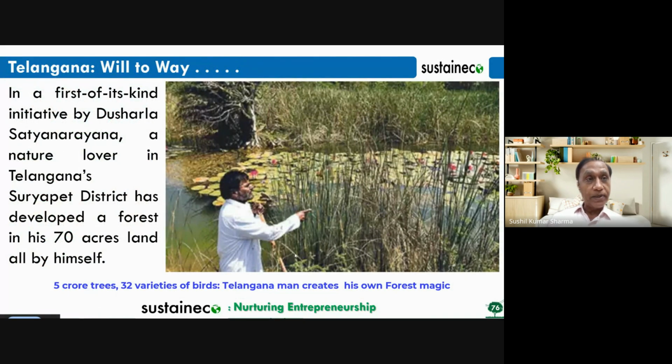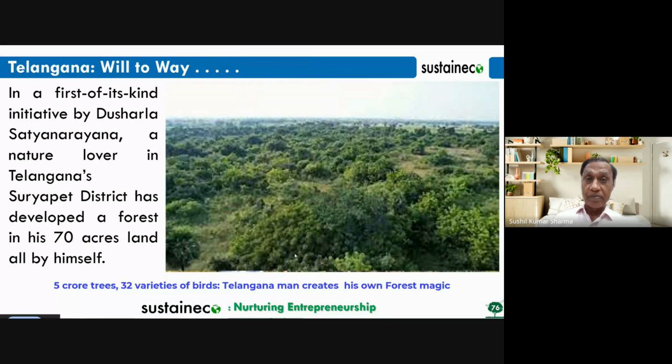This is another example from Telangana. If there is a will to do, there is a way out. In a first-of-its-kind initiative, Dasarla Satyanarayana is the name of a great man, a nature lover in Telangana's Suryapet district, who has developed a forest on his private 70-acre land by himself. We see the beauty and the richness of how he has converted his land into a lush green, beautiful forest.